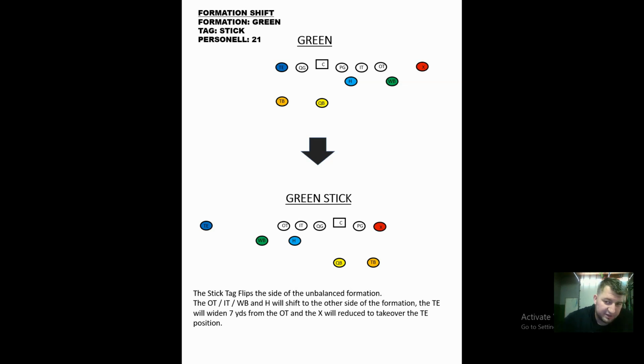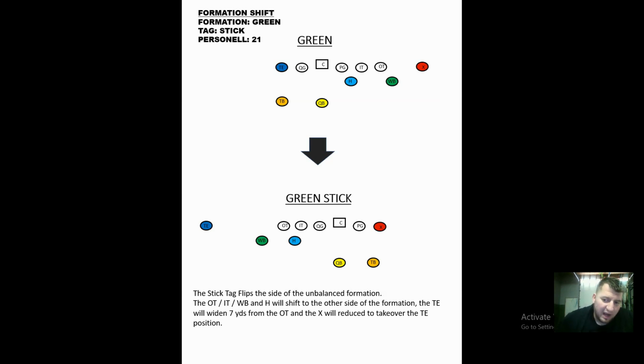In our nomenclature, the alert call for a shift is the tag stick. This lets the O-line know, and the skill positions that are associated with each side, that they are to shift from one alignment to another when the quarterback signals that in the cadence.